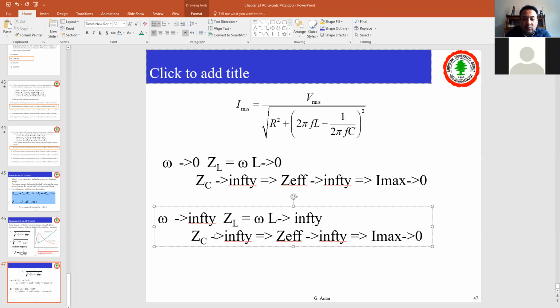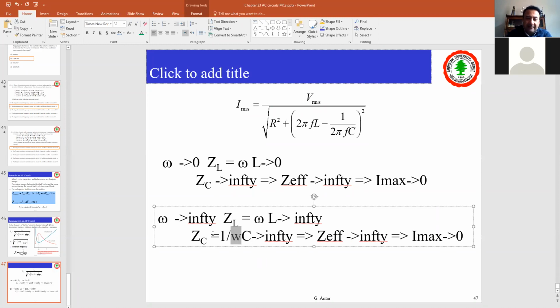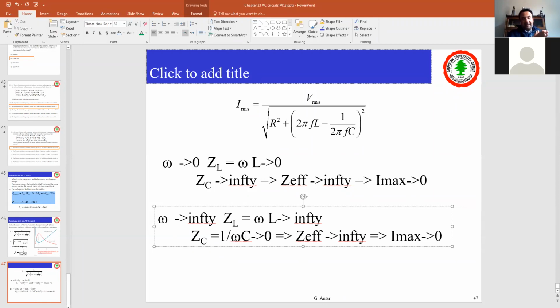What happened to ZC? My ZC is equal to 1 over omega C, right? And thus, if omega tends to infinity, 1 over omega C tends to 0, so ZC tends to 0. Remember, what we said is that at omega tends to infinity, the signal oscillates so fast that the capacitor does not either charge or discharge. Consequently, it does not have any role, and my ZC tends to 0.